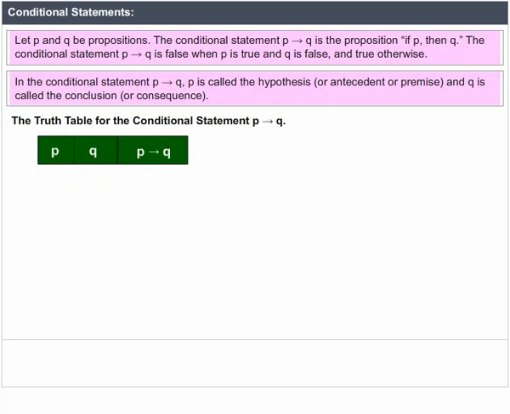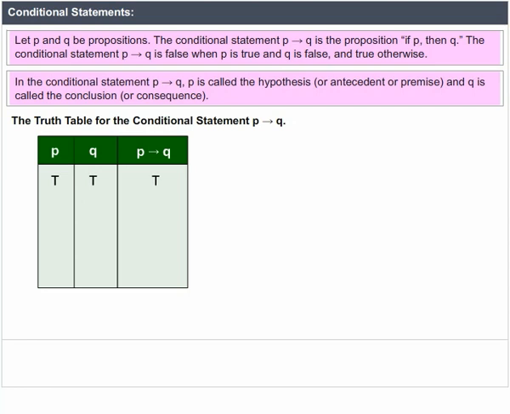Now we're going to see the table. P, Q and P implies Q. P represents T, Q represents T, P implies Q is T. Second row, P represents T, Q represents F, then P implies Q represents F. Third row, P represents F, Q represents T, then P implies Q represents T. Fourth row, P represents F, Q represents F, then P implies Q represents T.